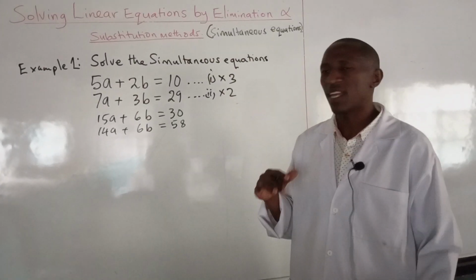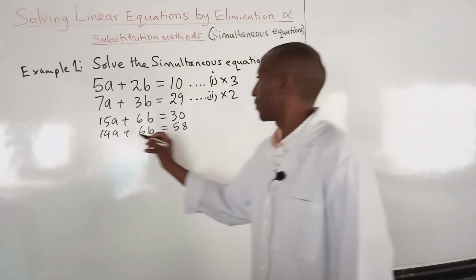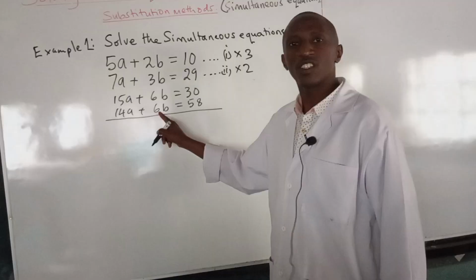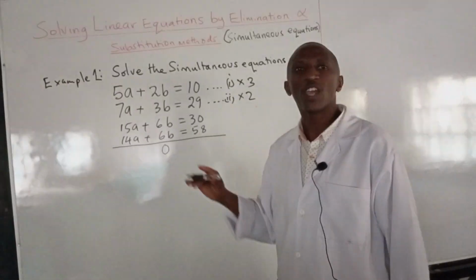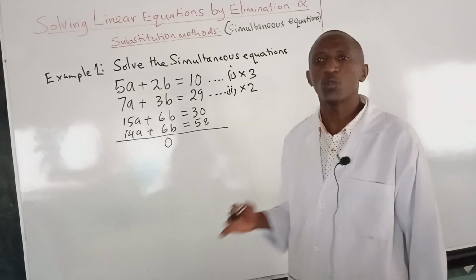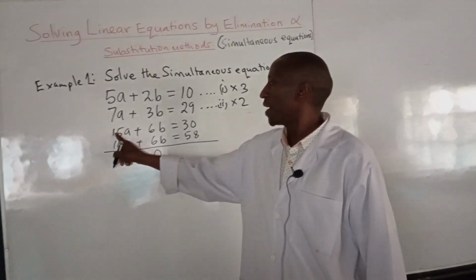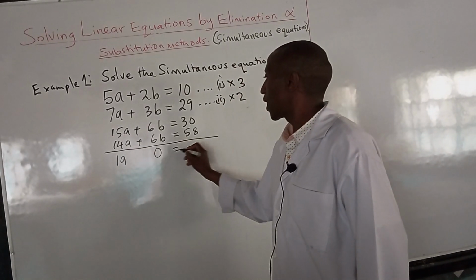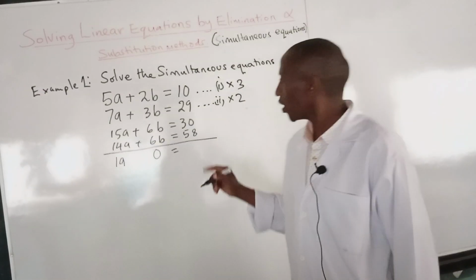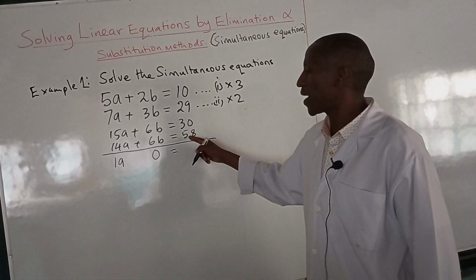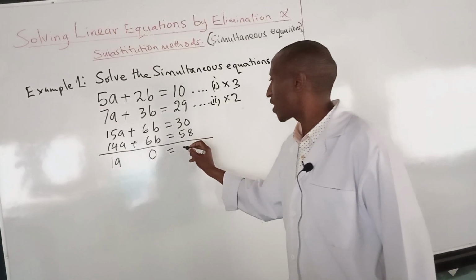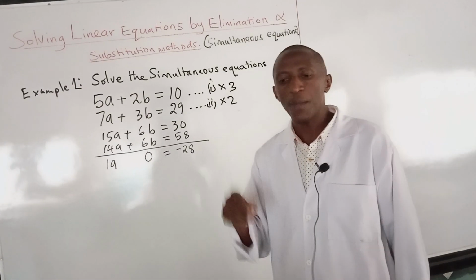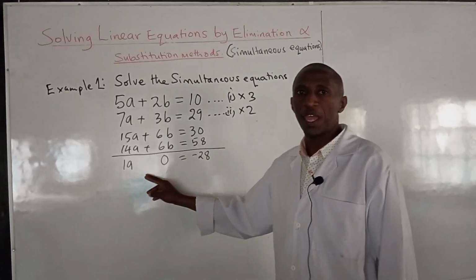With that, we can easily now subtract. I will start with this one. 6b subtract 6b, I get a 0. So we have eliminated b. Now we are left with only one unknown. 15a minus 14a, we are left with 1a. And then on this other side, we'll ask ourselves, what is 30 minus 58? And that gives us negative 28. So already we have found one value of a.